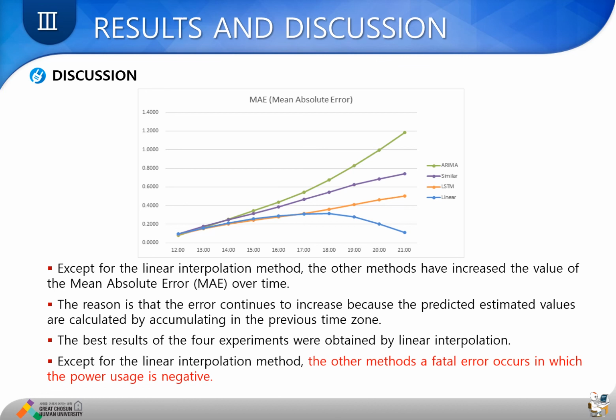In fact, customer 303 experienced negative power usage. The LSTM predictive estimation method may perform well on some targets, but it cannot be used if such cumulative usage is negative. A fatal error occurs in which the power usage is negative.